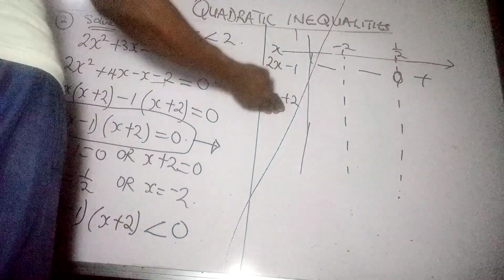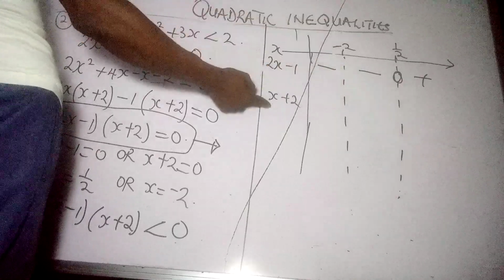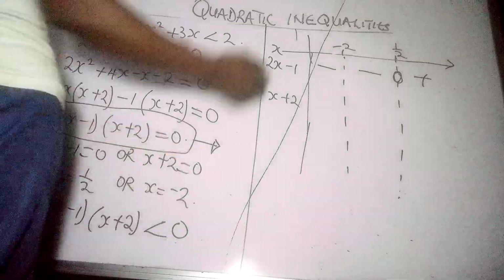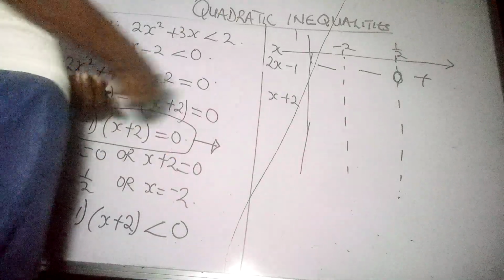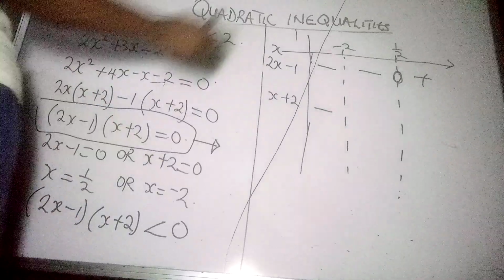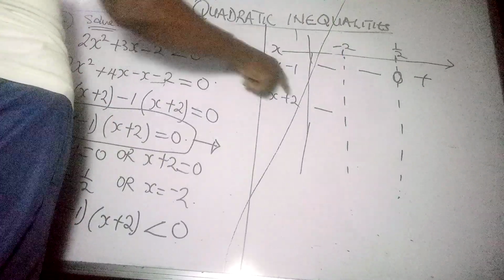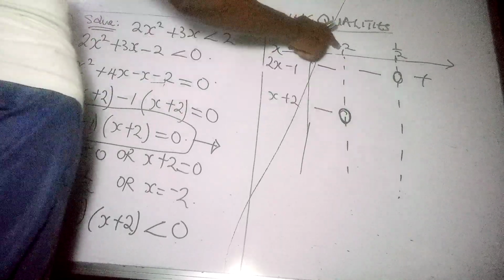Let's now do the same thing here. If I put anything less than minus 2 here, let's say minus 3. Minus 3 plus 2, that will be negative. If I use minus 4 plus 2, negative 2. That means that will be negative. But if I put exactly minus 2 here, so minus 2 plus 2, that will be 0. That means it's exactly 0 when x is minus 2.